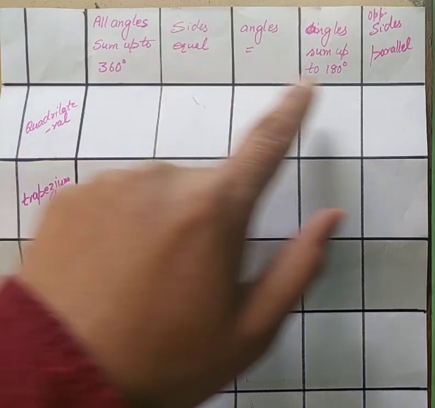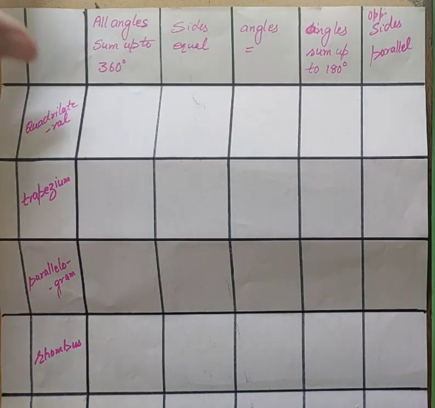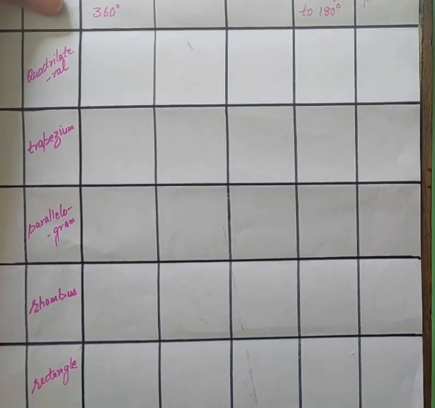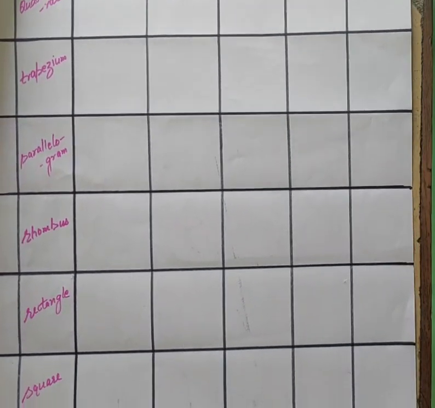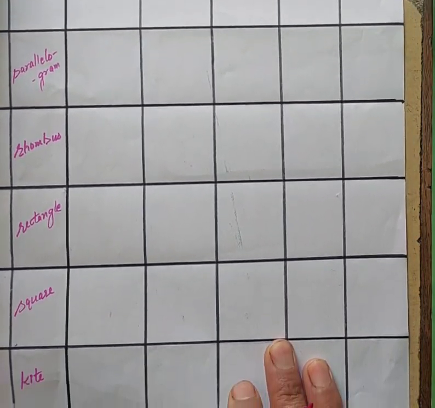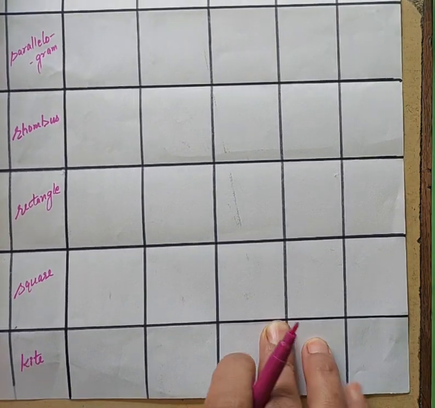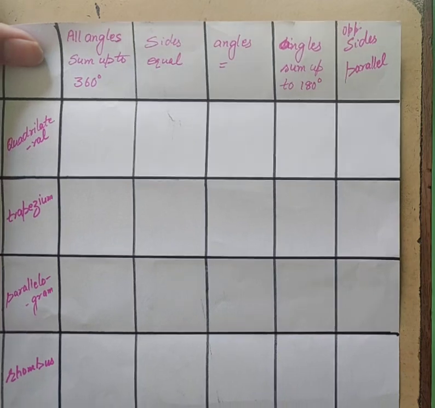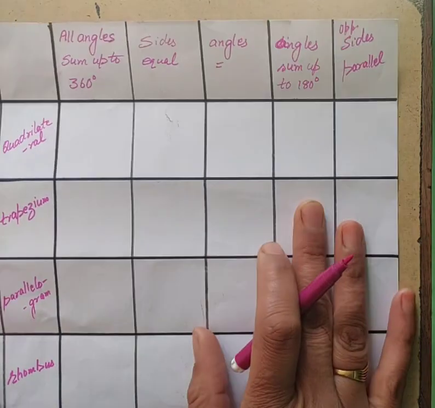So here we have 5 columns with these headers, and we have 7 row headers. You can go through them. First is quadrilateral, trapezium, parallelogram, rhombus, rectangle, square, and kite. So you have to make a table like this. Now I'll be telling you how to fill it up.